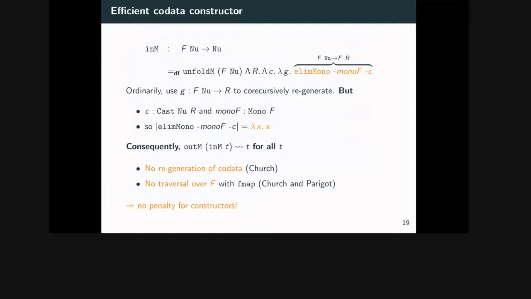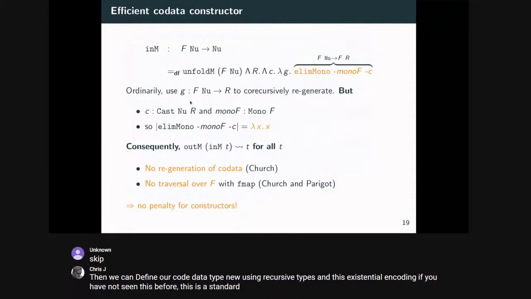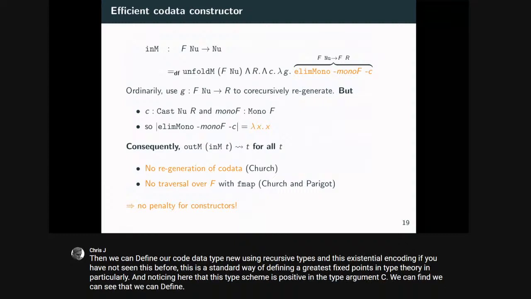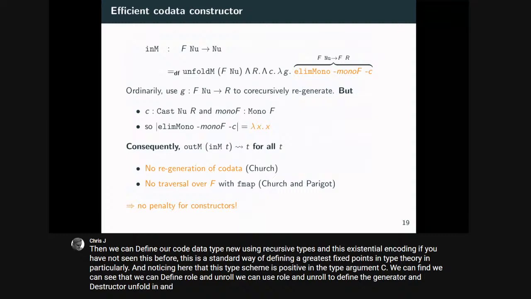So we can take a look now at the definition of NM. It has a type F of nu to nu. In order to define it, we do use the generator unfold M, choosing as a state space the type F of nu, introducing our assumptions of type argument R and inclusion, and g. g has type F of nu to R, and this again is our handle for making co-recursive calls. If we were to use g in order to construct a value of type F of R, then we would have failed in our goal, because this would mean that we were co-recursively regenerating data at every observation.